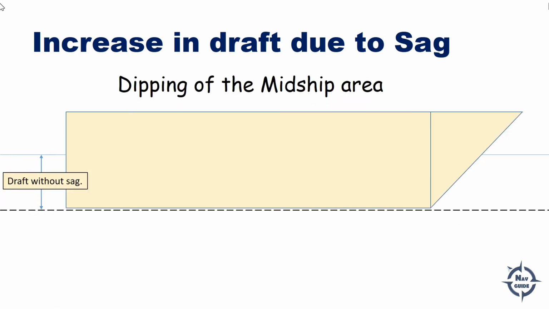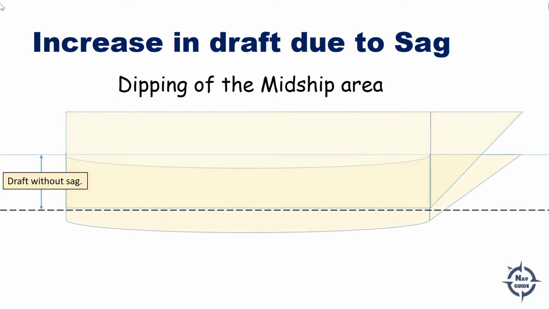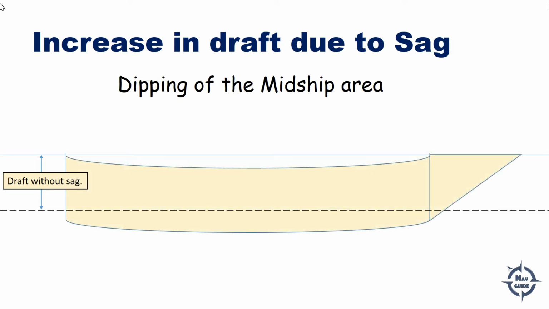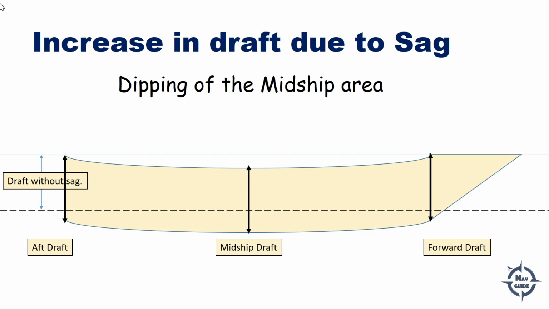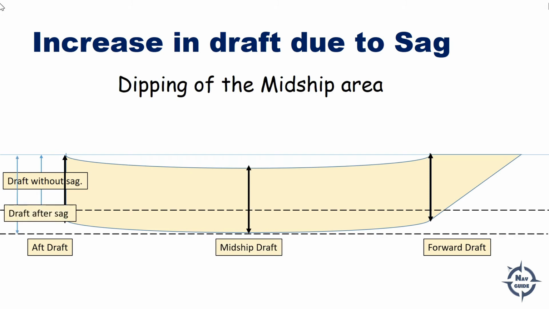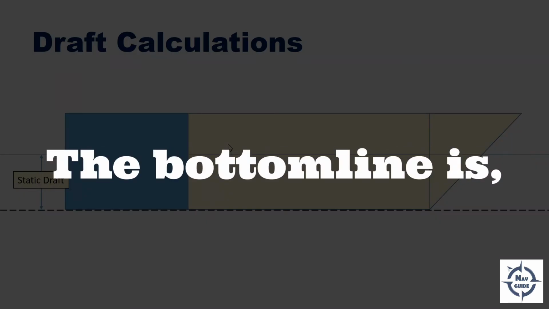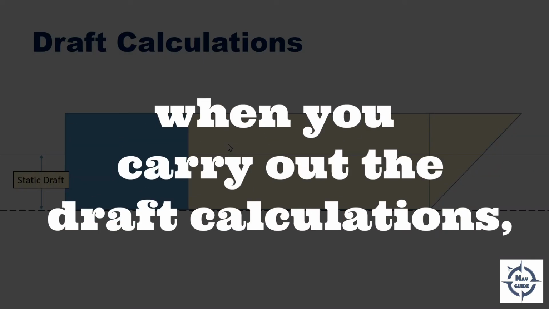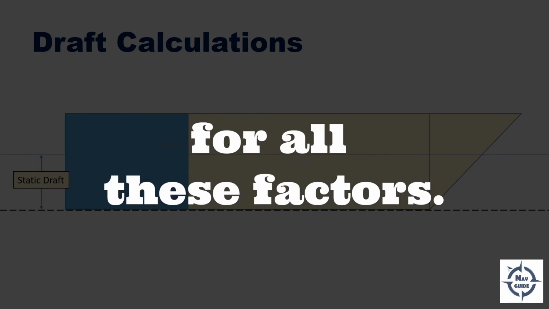And that's not all. You might think that the ship is a straight line from forward to aft, but in reality the ship might be sagging in the middle due to the distribution of load. What that means is the forward and aft draft is now less than the midship draft. The midship draft being more, you have to allow for that, and this is the allowance for sag which we have to account for. The hogging of the ship would create the opposite effect, but that would not really increase your draft. So the bottom line is, when you carry out the draft calculations, you need to allow for all these factors.